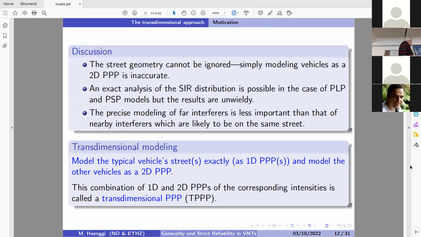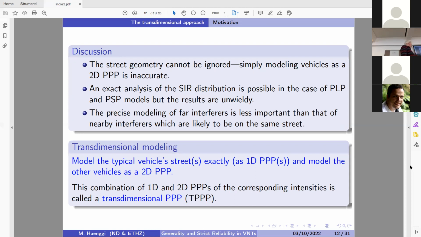So let's discuss for a moment. First, we note that we cannot really ignore the street geometry. Just being agnostic of streets and putting vehicles everywhere gives us the wrong picture. The street system essentially leads to a clustering of vehicles, so we don't want to do that. On the other hand, we can do an exact analysis as just shown, but the results are quite unwieldy. So what can we do?